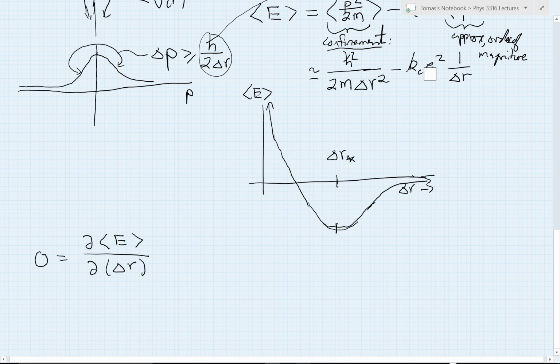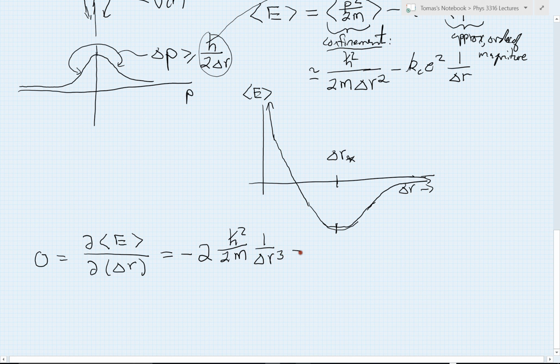I then take this derivative. The first term then is going to give me, well, 1 over delta R squared brings out a factor of -2. I then have my constants involved, which were h bar squared over 2m. That's nice. I can see the 2's will cancel. And then 1 over delta R squared picks up another exponent, so it's 1 over delta R cubed.